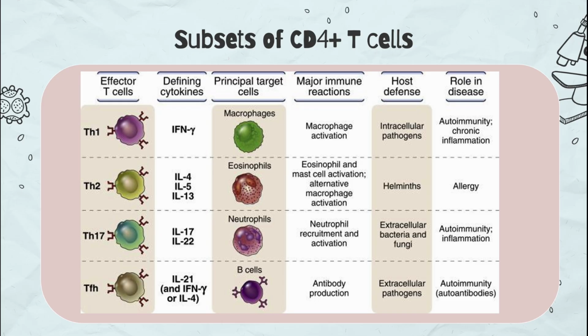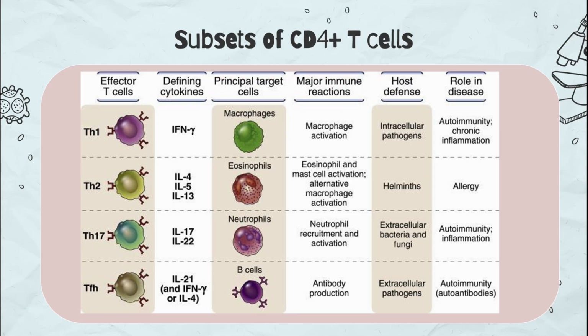There are four main subsets of CD4 cells. There are T helper type 1 cells, which secrete mainly interferon gamma, stimulating the classical pathway of macrophage activation. They provide defense against intracellular pathogens and can result in chronic inflammation and autoimmunity if unregulated. T helper type 2 cells secrete interleukin 4, 5, and 13, primarily targeting eosinophils, mast cells, and the alternative pathway of macrophage activation. They provide defense against helminth infections and aid in tissue repair and fibrosis.